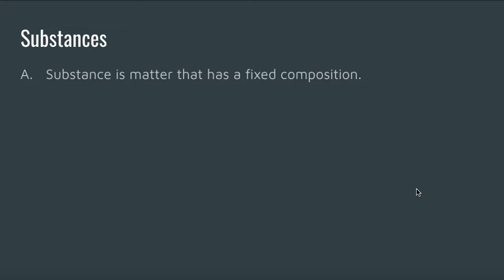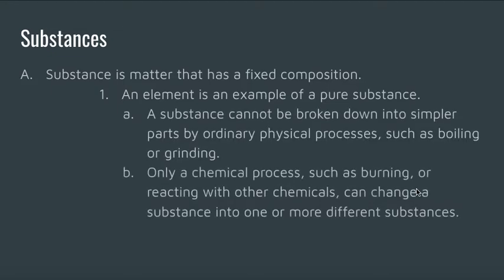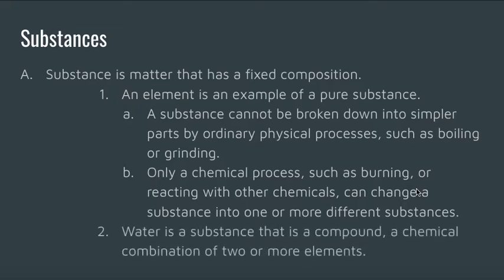Table 1 lists some examples of physical and chemical processes. So those physical processes are described there as boiling, changing pressure, cooling, sorting. Chemical processes, on the other hand, are burning, reacting with other chemicals, and reacting with light. So a substance can't be broken down into simpler parts by a physical process. Only a chemical process can break those things down. An element is an example of a pure substance. It cannot be broken down into simpler substances. The number of protons in an element, like oxygen, is fixed. It cannot change unless the element changes.